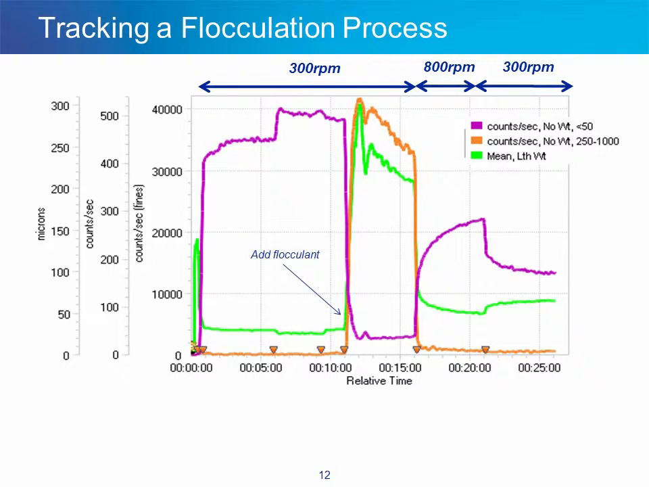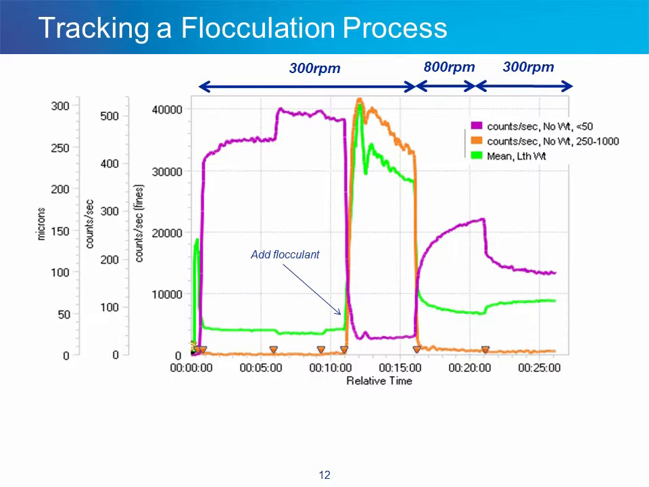Now we can see the exact point when our flocculant is added. And right at this point, you can see a drastic decrease in the number of fines and the number of counts less than 50 microns. And we can see a dramatic increase in the counts between 250 and 1,000, and also the mean floc size or the mean chord length.